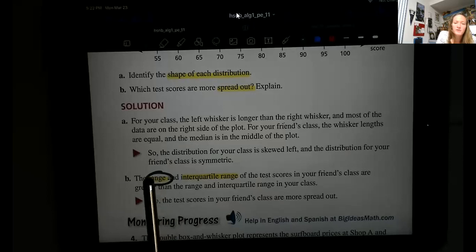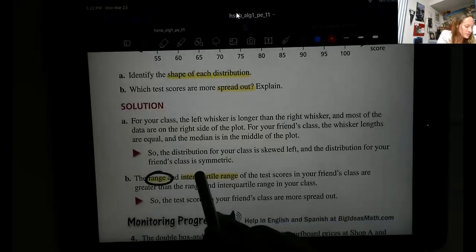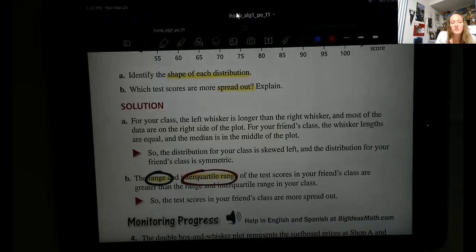So the range from the very lowest to the very highest, that one is longer in the Friends class than in your class. And then the interquartile range, that one I probably shouldn't use green. I think we were using red for those quartiles yesterday with blue being the median. The interquartile range, how big or how long the box is, also longer. So yeah, that's totally sufficient.